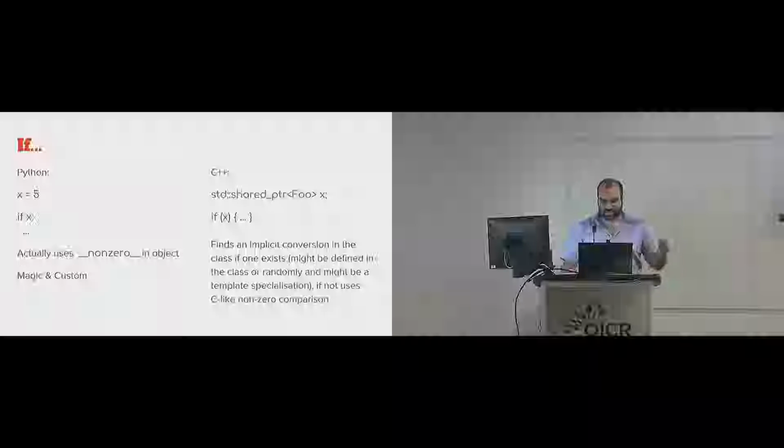And if it can't do that, then it will use the C-like check, is this thing not zero for whatever type it is, and you can chain these things together. So that's a little more magical, I think, but it's certainly very custom. You have total control over how that happens.